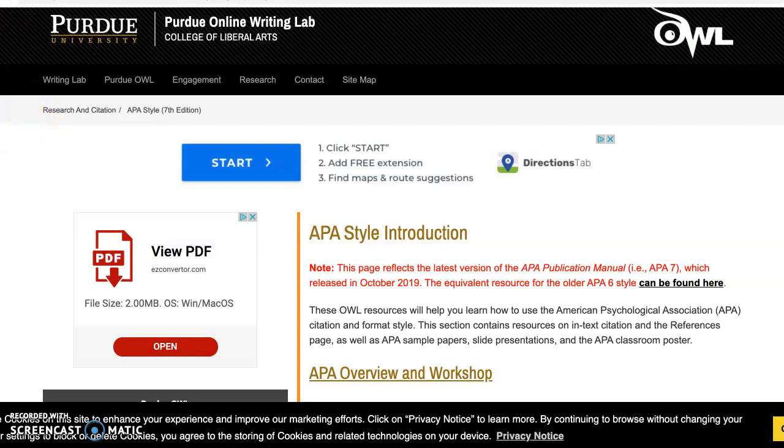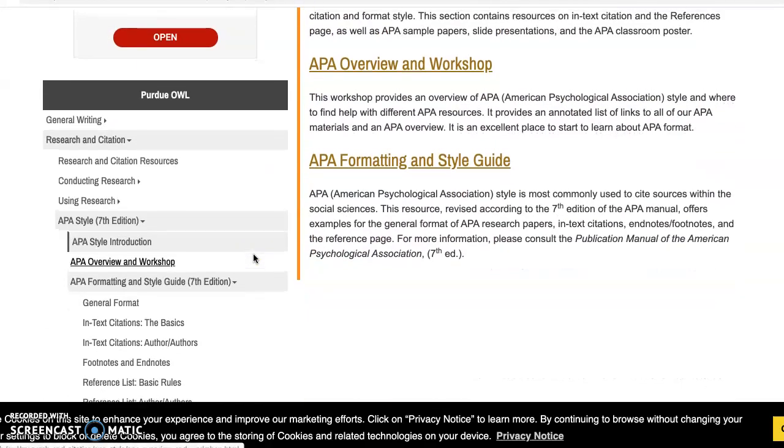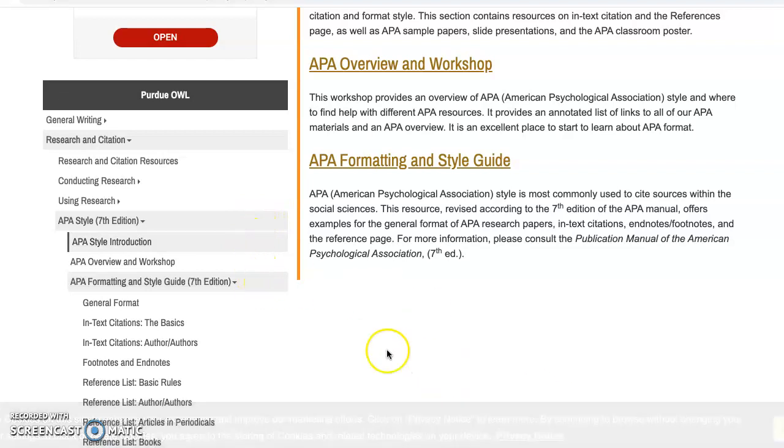Hi, here we are again at this Purdue OWL writing lab. I'm going to take you through the writing of the rough draft and the things that you really should keep in mind.